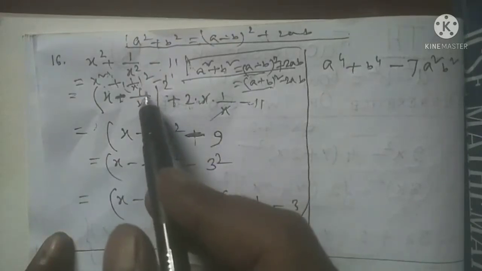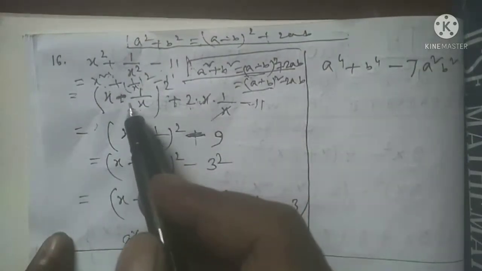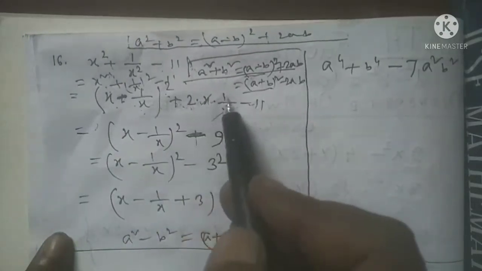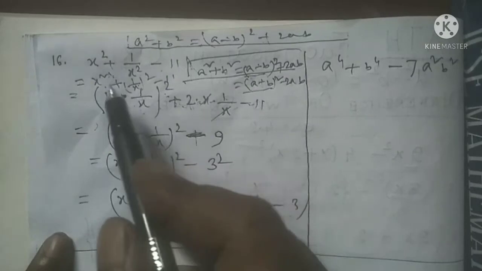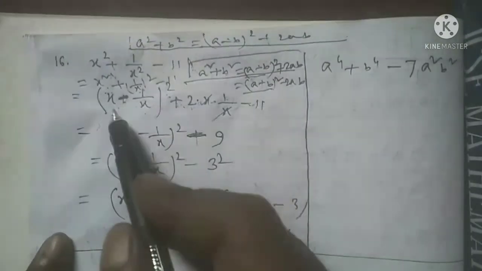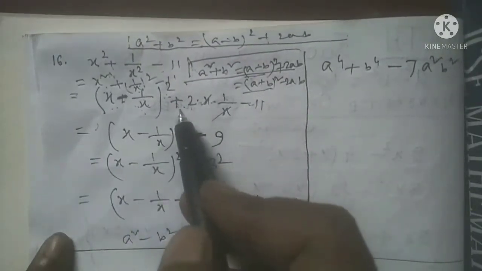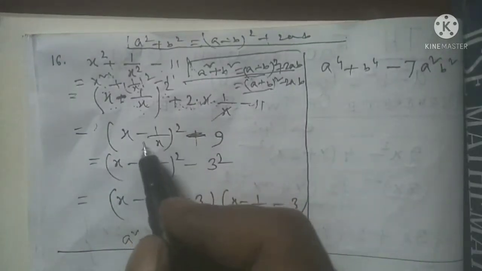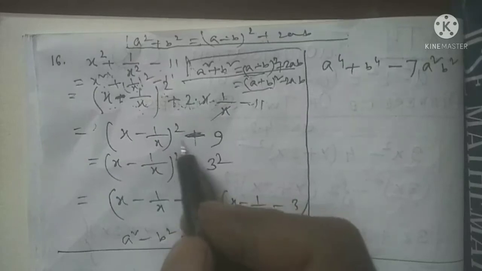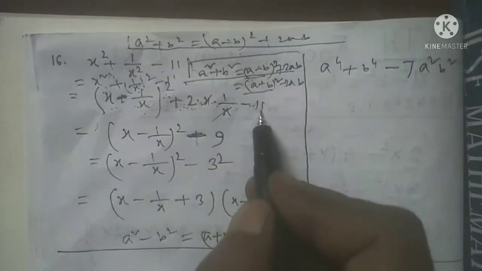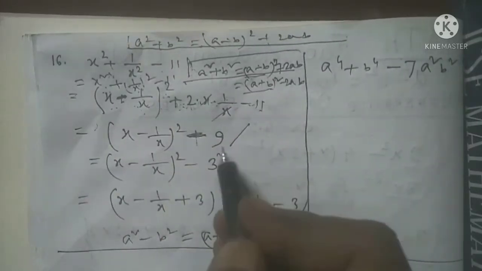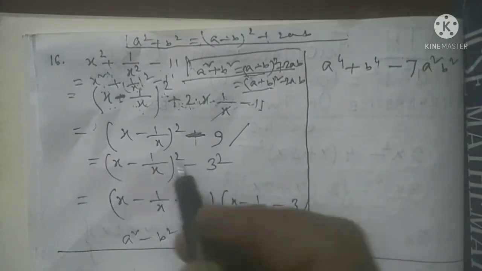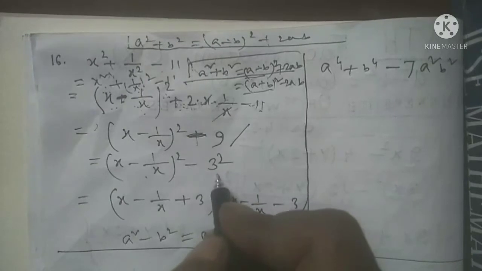So my dear student, here I am already applying (x minus 1 by x) whole square plus 2ab. So a means x, b means 1 by x, (a minus b) whole square plus 2ab. After that you can write (x minus 1 by x) whole square plus 2 minus 11, that is minus 9. Minus 9 means 3 square. So a square minus b square.